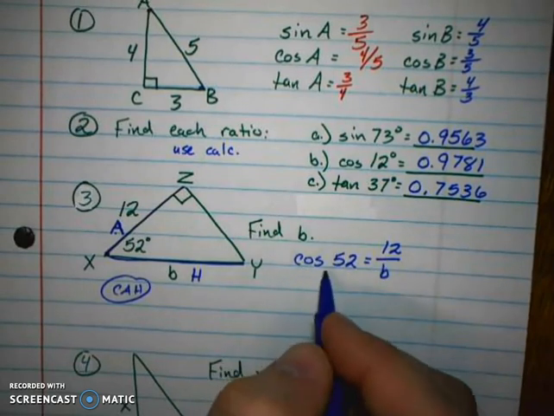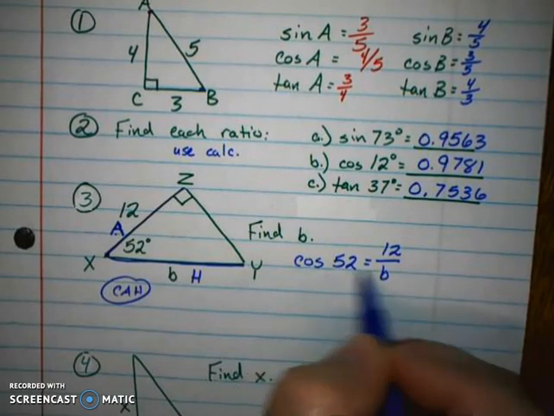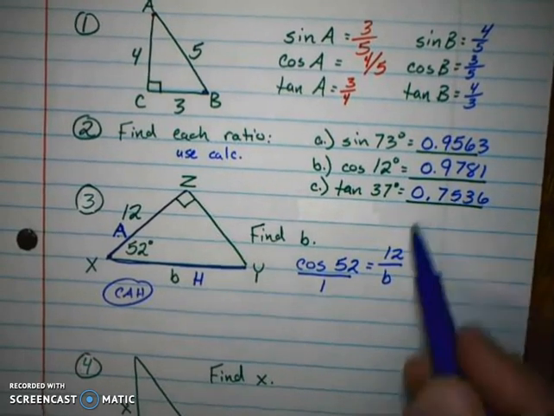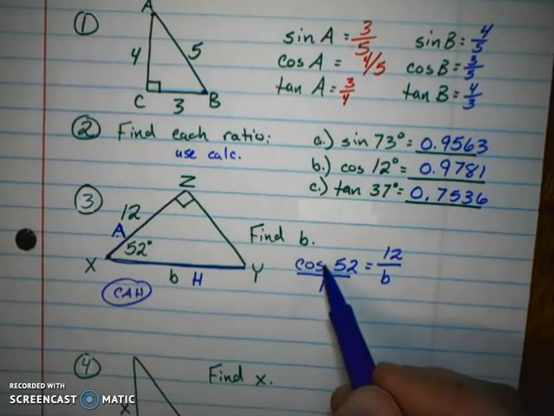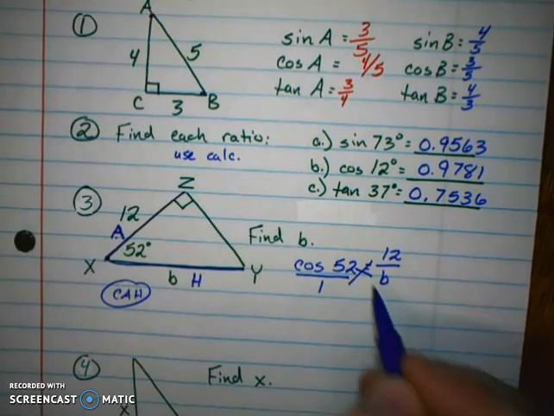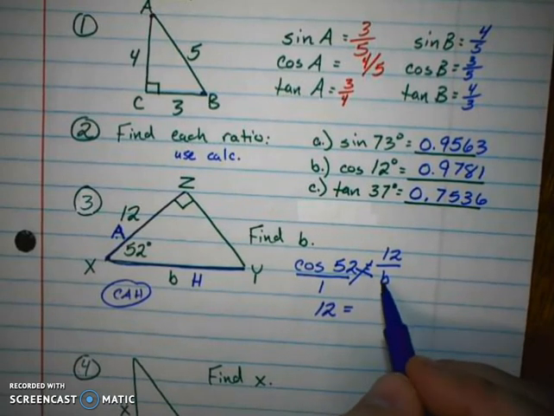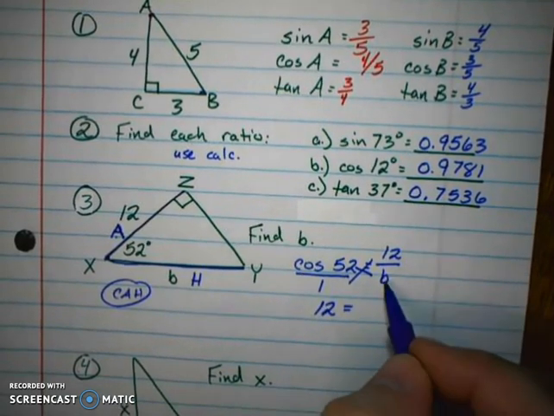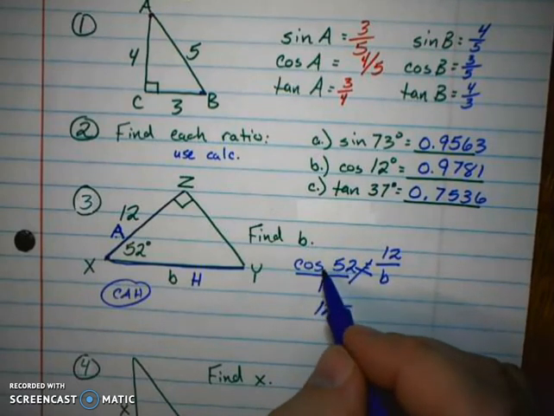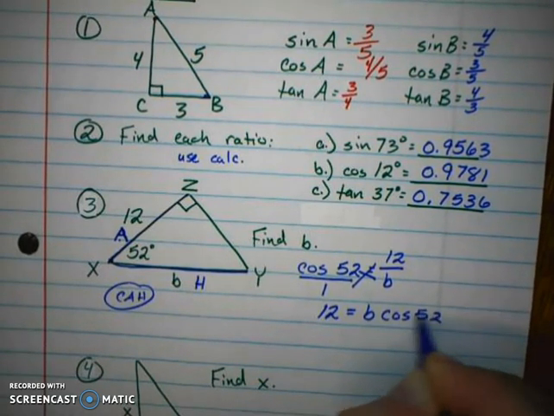Now, to solve this problem, I want to think of these as proportions. I almost always treat these as proportions, especially when my variable's in the bottom of a fraction. So to turn this into a proportion, I'm going to put my cosine ratio over 1. You should recognize that now I have a situation where I can take the cross product. So I'm going to cross multiply. 1 times 12 is 12. And then b times cosine of 52. I'm not doing b times 52. I'm doing b times this value of cosine of 52. So I'm going to write it like that.